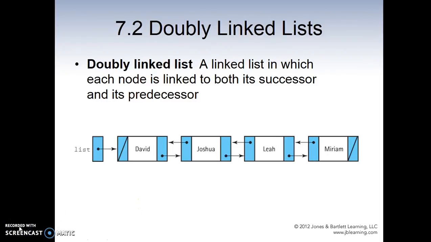So next is about doubly linked list. So what's doubly linked list? Normally our list just travels one direction. Now we can travel backward instead of forward. So this is called doubly linked list. So you can travel forward, travel backward.